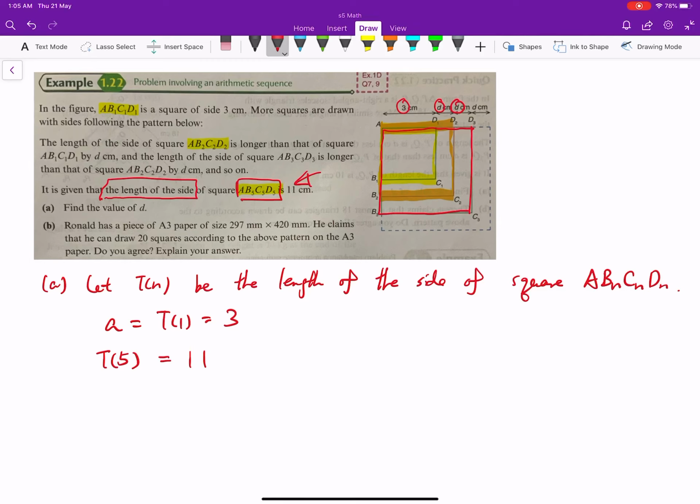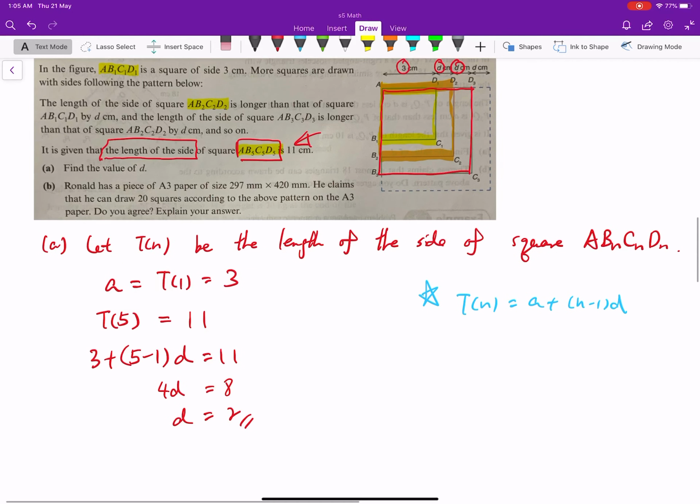So we can use the formula again. I just write it once again here. So Tn equals a plus n minus 1 d. Okay, so T5 is 3 plus 5 minus 1 d, and then we get 4d is 8. So d is 2, okay, we get this directly.